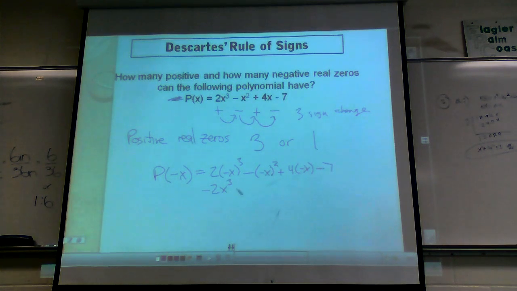If I square a negative number, is it positive or negative? Positive. So I know negative x squared is actually just x squared. Negative x doesn't change, so that becomes negative 4x minus 7. Now when I do this step, I can say how many negative real zeros there are by looking at the sign changes here. If I look through them, that's negative, negative, negative. I don't have any sign changes here. So I know for a fact that I don't have any negative real zeros.